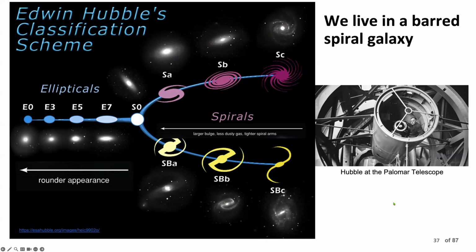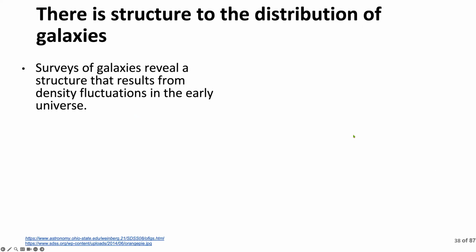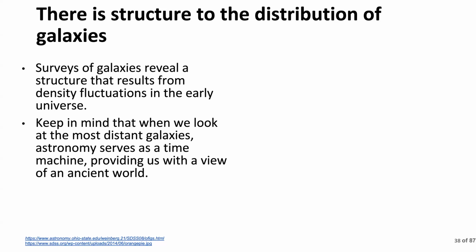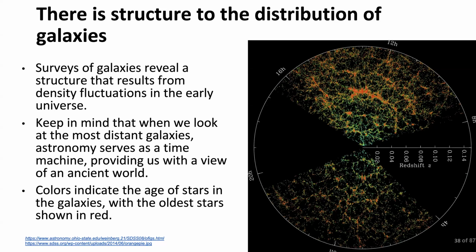Here's Hubble at the Palomar telescope that he used so frequently. Modern day telescopes and systems, of course, rely on organizing data using computers and keeping track of the positions of the millions of galaxies. And we have the result of images like this.